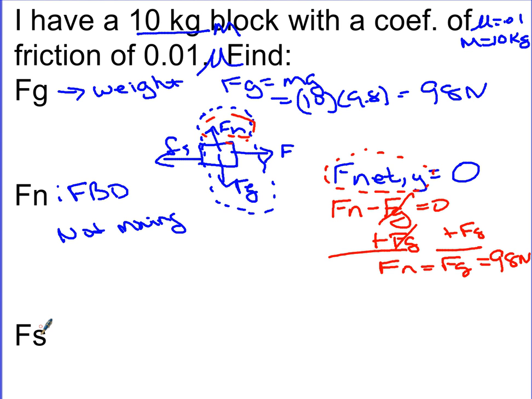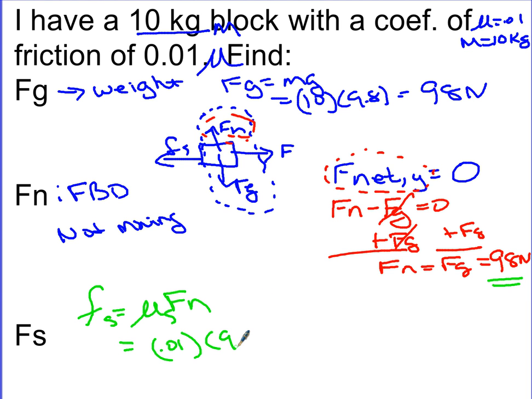Now I'm looking for static friction. For this one, we go back to our equation that static friction is equal to mu Fn. And this is actually mu static, which means it's not moving just yet. So mu s we're given from the problem, not very clearly, but it is 0.01. And the normal force is 98. So the frictional force is 0.98 newtons.